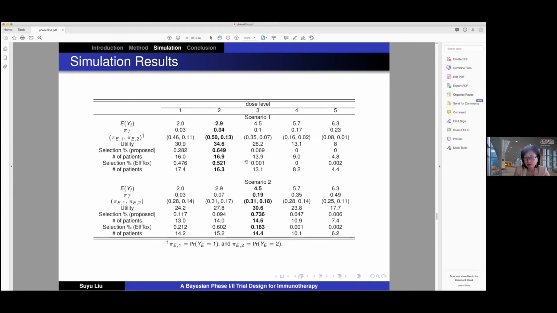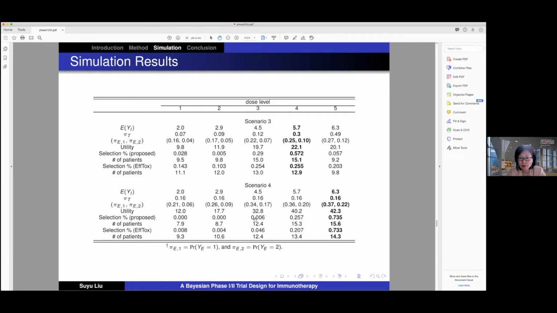In this scenario, the difference between the proposed design and the FTOX design is more obvious. The proposed design has a selection probability of 0.732, and the FTOX design only has 0.183. If we only consider efficacy and toxicity, we can make the wrong decision. It has a higher probability of choosing dose level 2 as the optimal biologic dose, because the efficacy in scenario 2 also goes down after dose level 3. So after we consider immune response, that helps the dose selection.